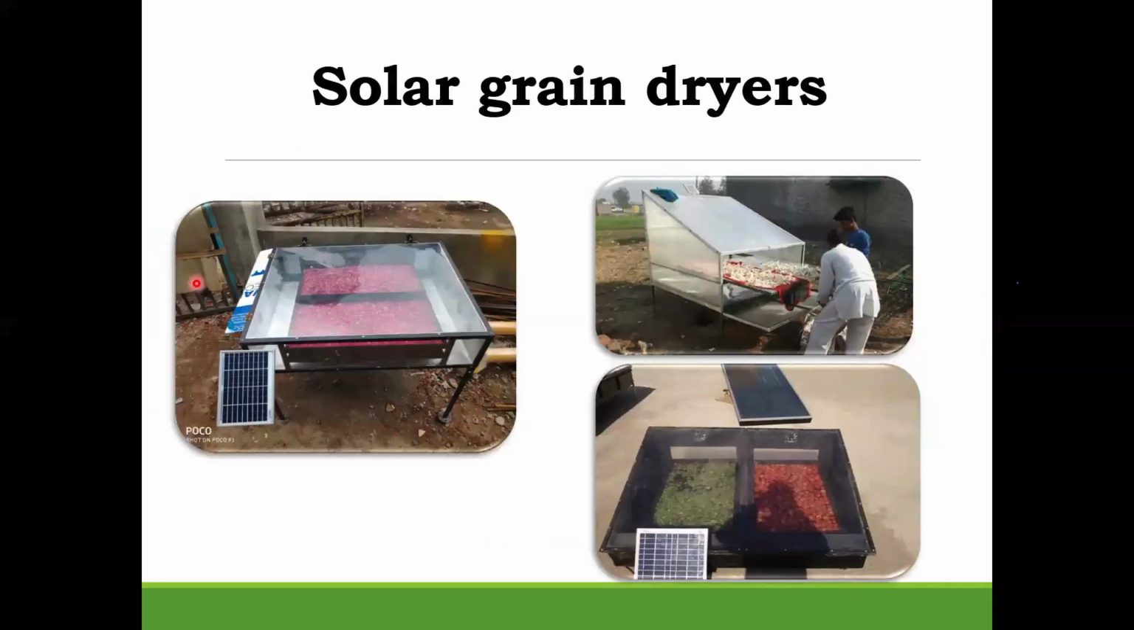Then by using solar energy, we can dry our agricultural produce. So what is meant by drying?